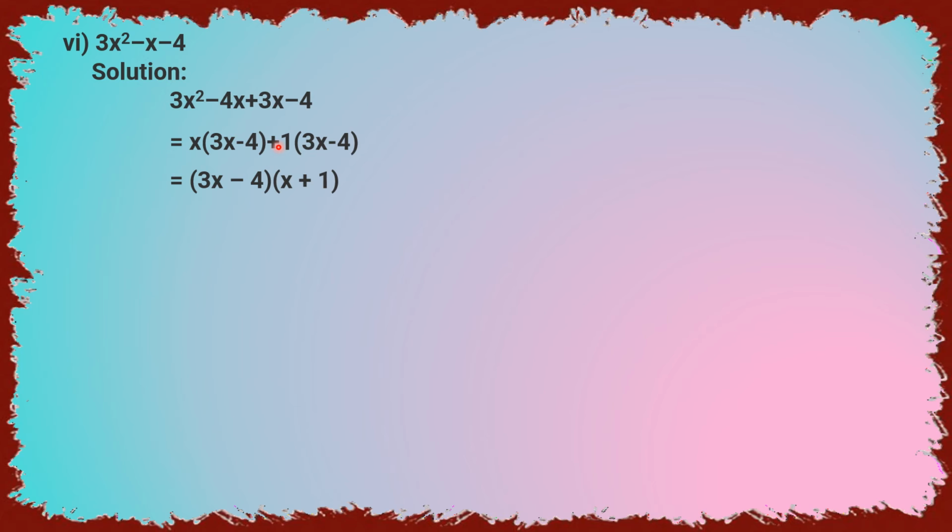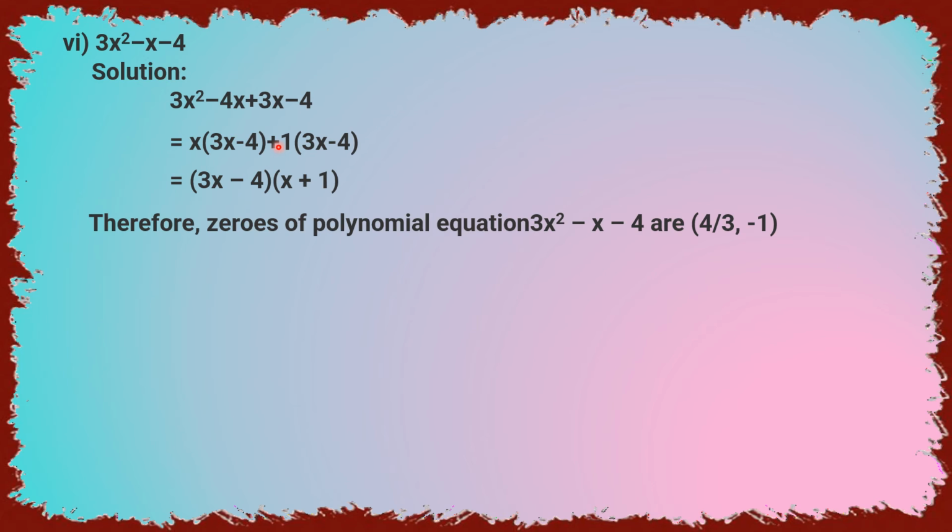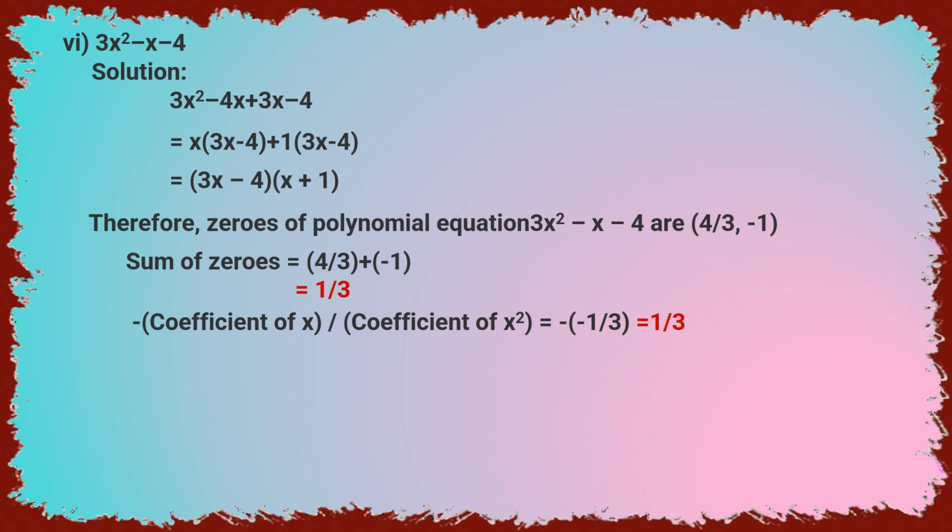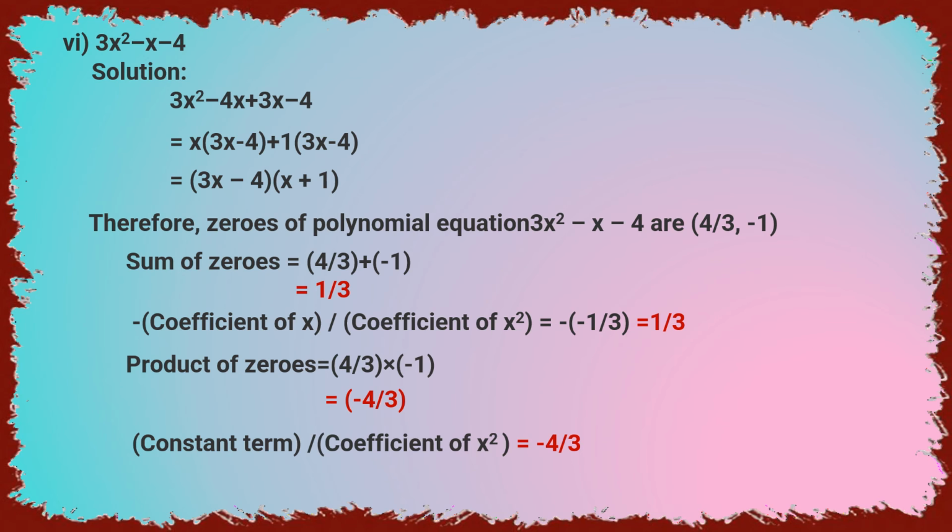So 3x equal to 4, x equal to 4 by 3, and 4 by 3 and minus 1 are the zeros of the polynomial. Now let us add these two. Take LCM, denominator 3, we get 1 by 3. Now minus coefficient of x by coefficient of x square, that is minus b by a, is equal to 1 by 3. Again product of zeros, when we multiply we get minus 4 by 3, and constant by coefficient of x square is equal to minus 4 by 3, hence verified.